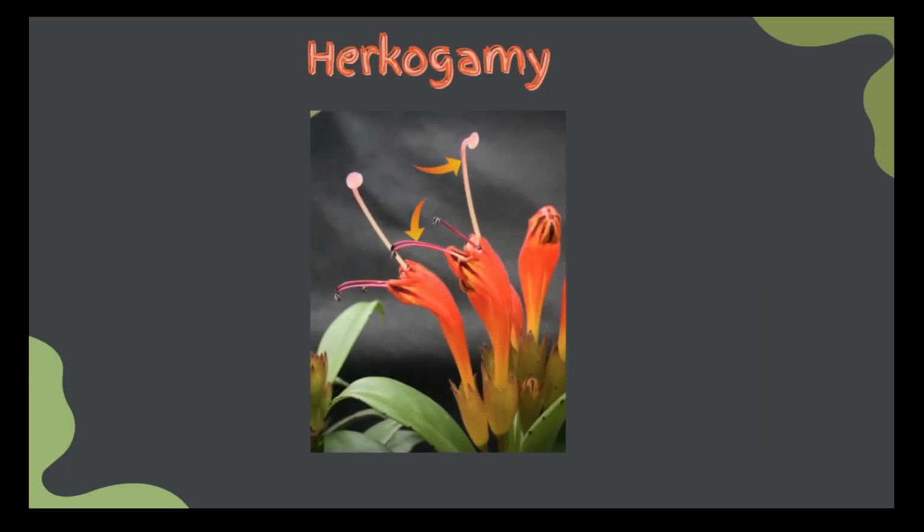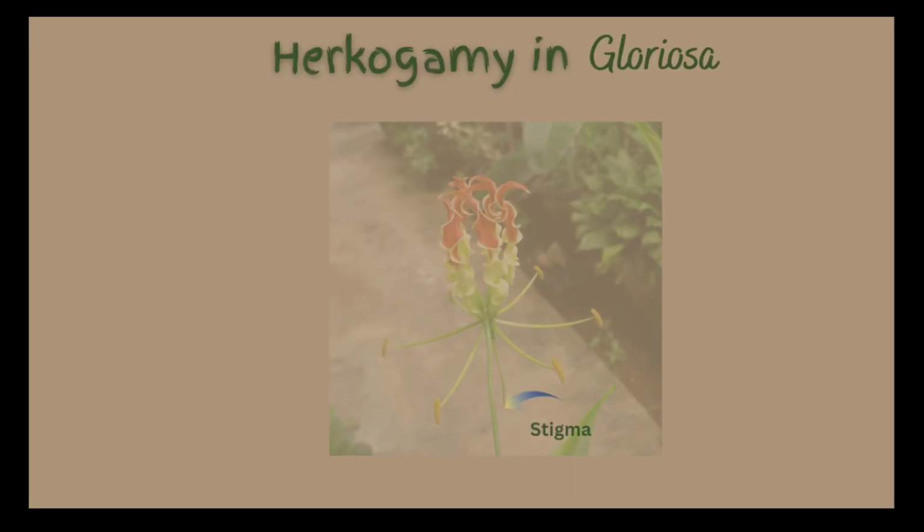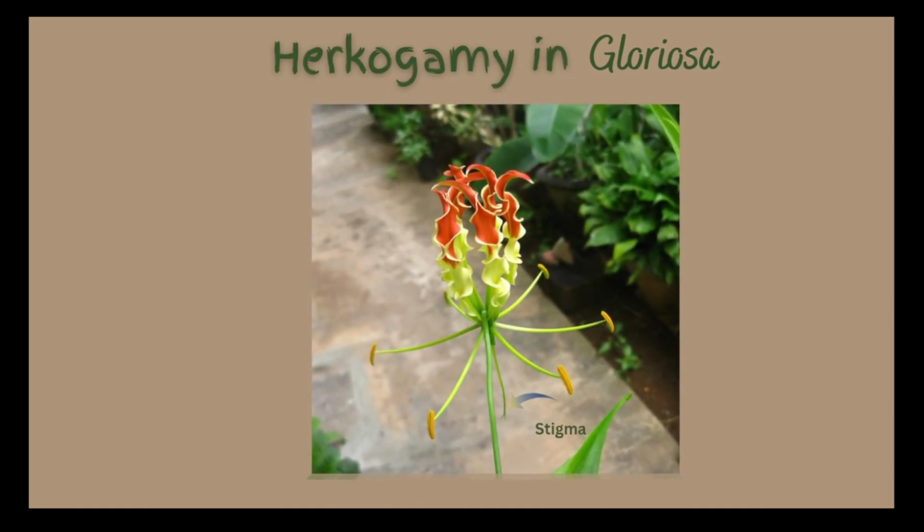In some bisexual flowers, the structure of anther and the style is such that autogamy is mechanically not possible. This condition is called herkogamy. In Gloriosa superba, herkogamy is a mechanism where stigma and anthers are spatially separated within the flower, preventing self-pollination and promoting cross-pollination.